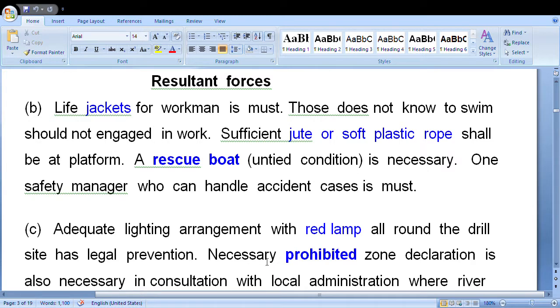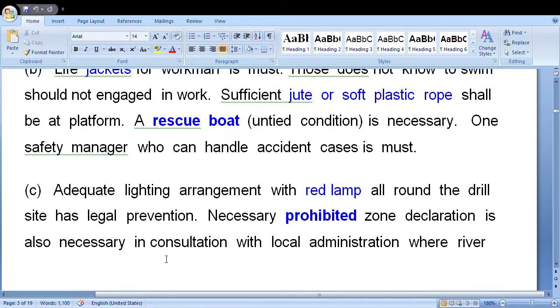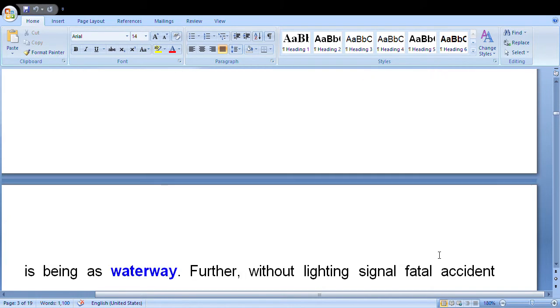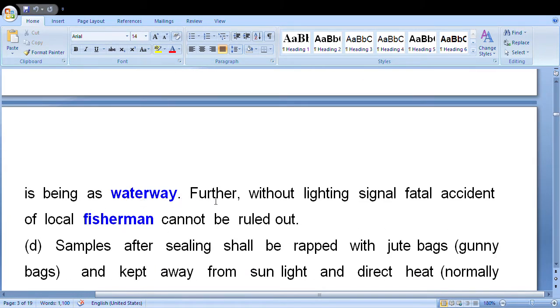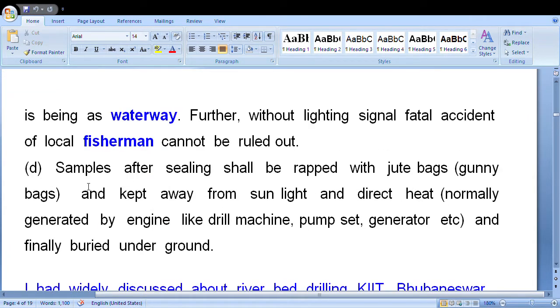In addition to this, a prohibited zone declaration is also necessary, in consultation with the local administration, where the river is being used as a waterway. Further, a fatal accident of local fishermen cannot be ruled out. Because Brahmaputra, Siang, Barak, all these are waterways. Boats are plying at night time only. Those goods-carrying boats are coming and going at night time only. So a red lightning signal is to be provided for own safety and others' safety.